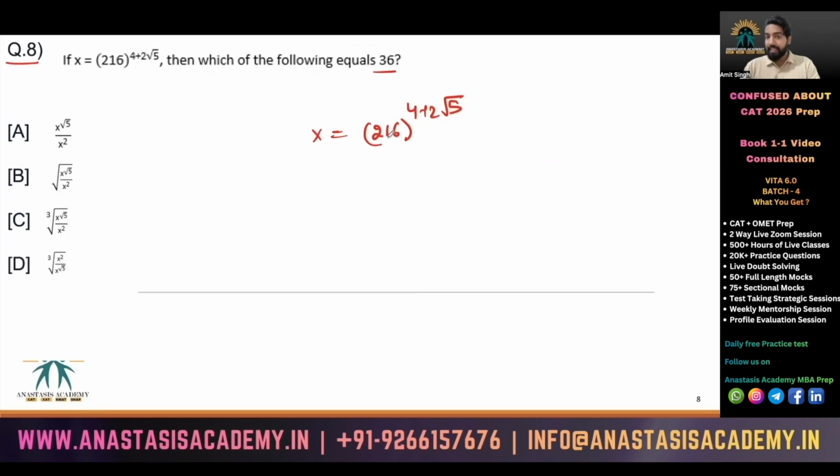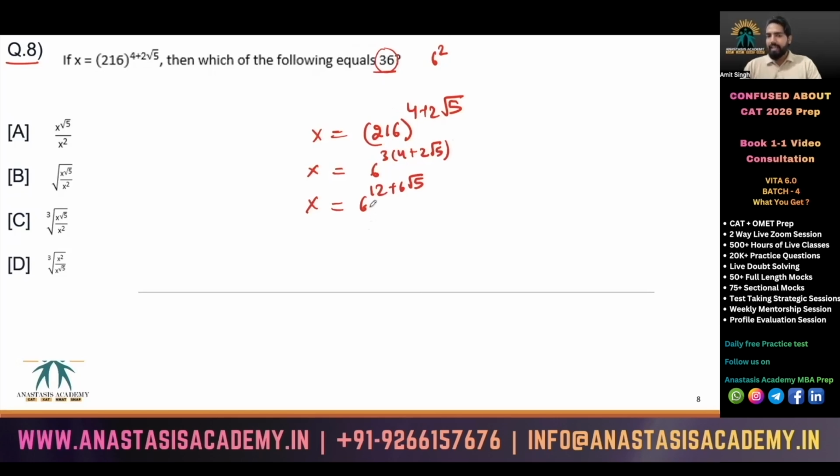Okay, so we are given that x is 216 raised to the power 4 plus 2 root 5, right? And can you see this is a cube of 6, and I need the value of 6 square. So let's just reduce this value to 6. I can write it as x is equal to 6 cube, raised to the power 4 plus 2 root 5. Cube means 3 times 4 plus 2 times root 5, which I can write as x equal to 6 raised to the power 12 plus 6 root 5, right?